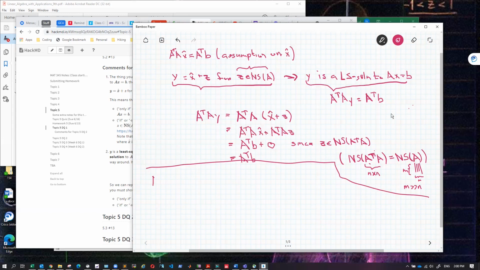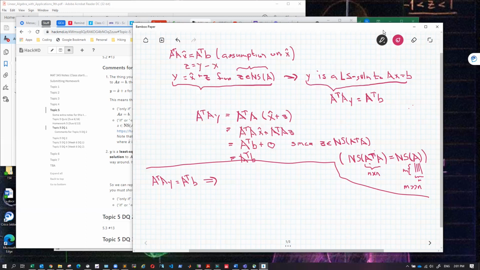And I may as well just write what we're going to assume. We're really assuming this, A transpose A y equals A transpose b. That's what we're assuming, and we want to prove that y equals x hat plus z. Let me rewrite this a little bit. We want to prove this, but what's another way of saying this? I could rearrange this, so what is z? z is y minus x hat.